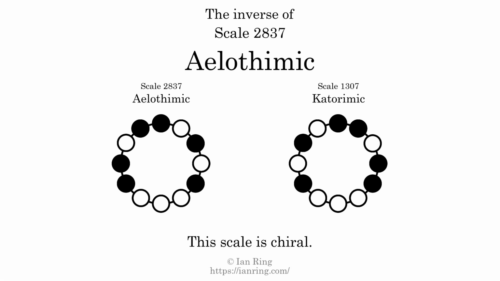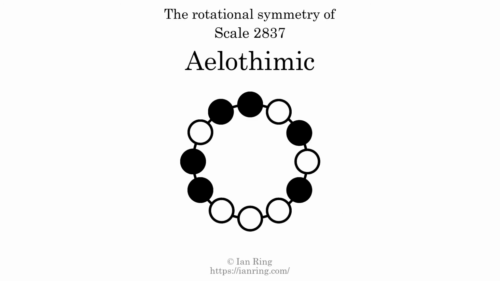The inverse of a scale is a mirror image. It is what you get when the sequence of intervals is reversed. The inverse of this scale is scale 1307, also known as catonymic. This scale is chiral. It cannot transform into its inverse by rotational transformation. This scale has no rotational symmetry.